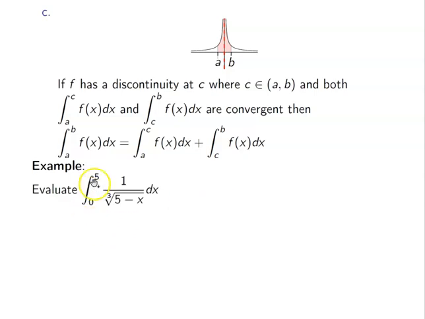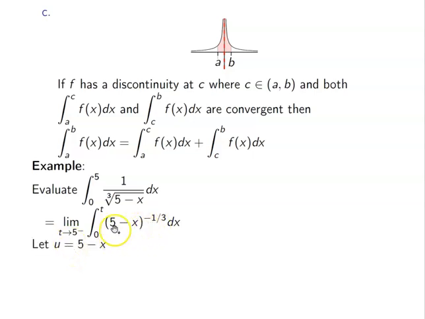We want to evaluate the integral from 0 to 5 of 1 over the cube root of 5 minus x. We take the limit as we approach 5 from the negative side, because it's obvious that if we plug in 5, the denominator becomes 0. The upper bound is the one giving us problems, so we take the limit as we approach it from inside our interval.